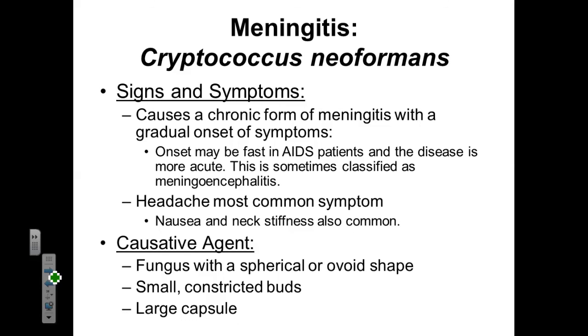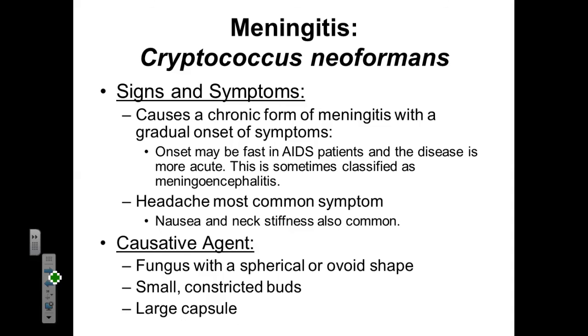Our next pathogen that can cause meningitis is Cryptococcus neoformans. Cryptococcus neoformans causes a chronic form of meningitis that has a very gradual onset of symptoms. Other forms of meningitis will have very quick onset of symptoms. It can kill the patient in as few as a couple hours. This form of meningitis takes a much longer period of time.